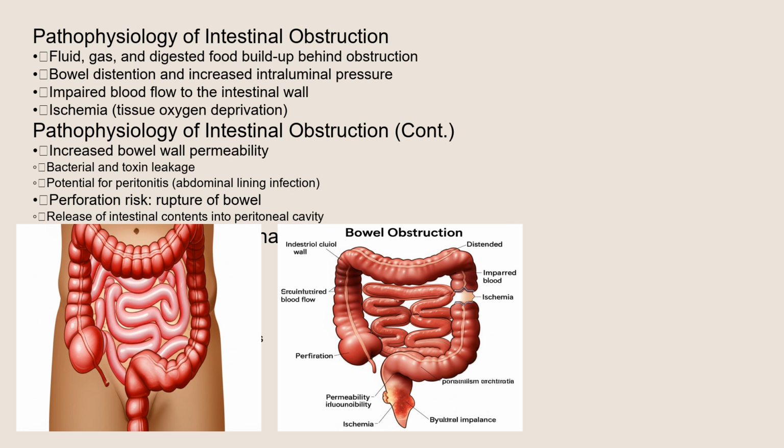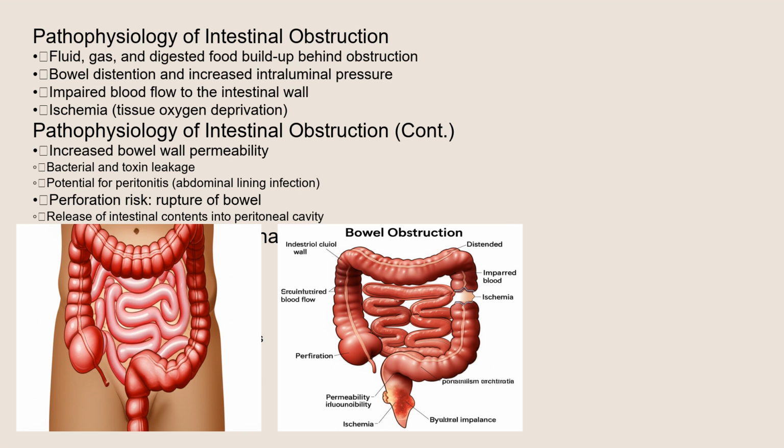When the intestine is blocked, fluids, gas, and digested food build up behind the obstruction. This distends the bowel, increasing pressure within the intestinal lumen. As pressure rises, the intestinal wall becomes stretched and swollen, impairing blood flow to the affected area. This can lead to ischemia, where the tissue doesn't receive enough oxygen. The bowel wall becomes more permeable, allowing bacteria and toxins to leak into the abdominal cavity, potentially leading to peritonitis, a serious infection of the abdominal lining.